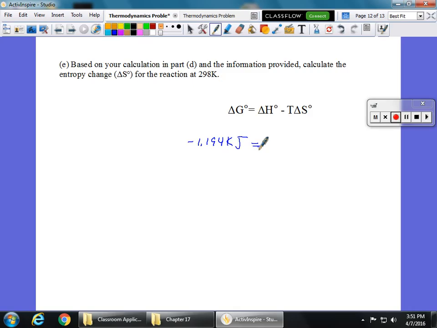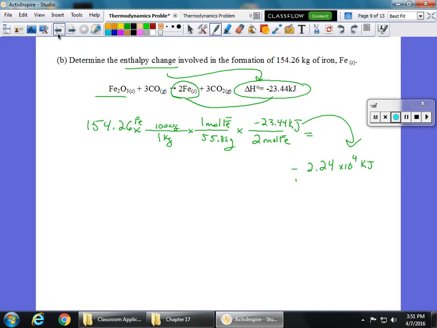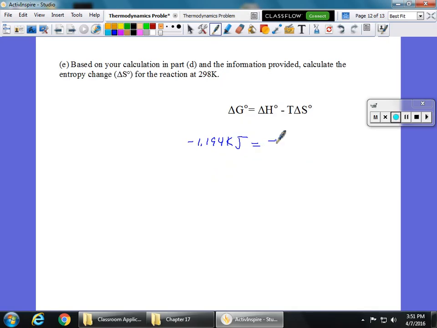What do we know about the delta H? Well, I'm not using the delta H that I calculated in this part right here. The delta H I'm using is the delta H for our reaction, per mole of reaction, the negative 23.44. So let's get back to where we are. Negative 1.194 equals negative 23.44 minus T delta S. Our T is 298 times delta S, and we're going to solve for delta S.